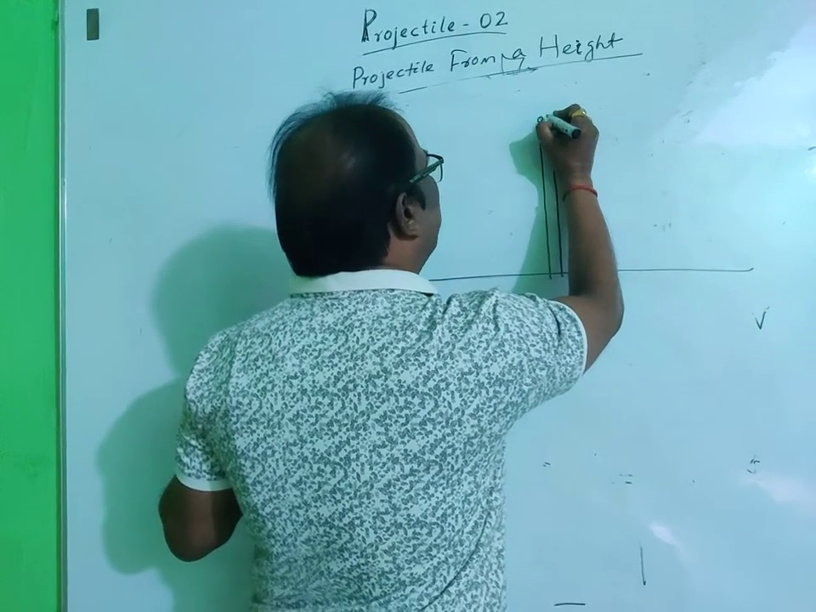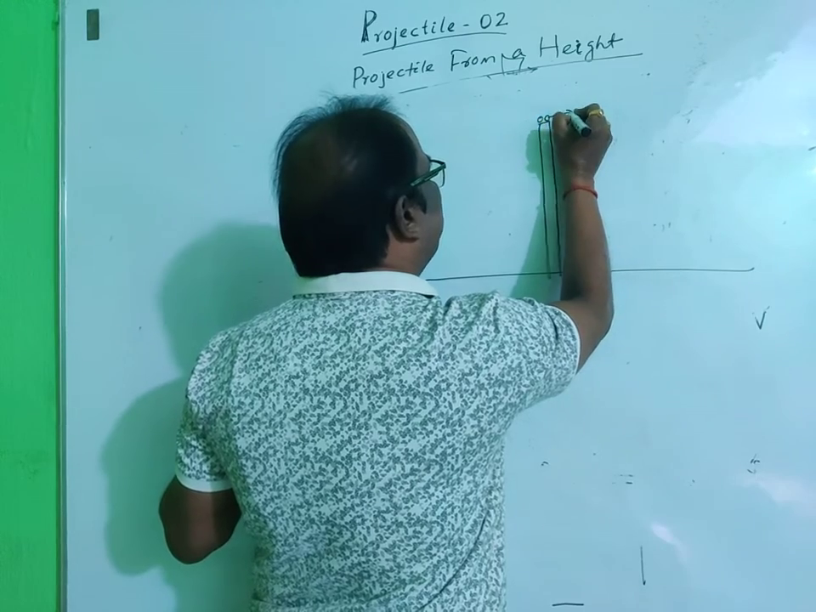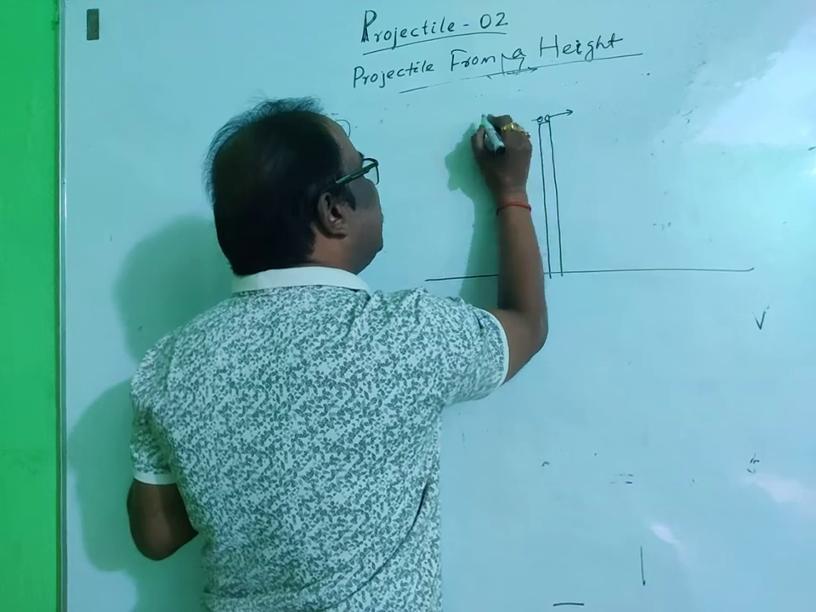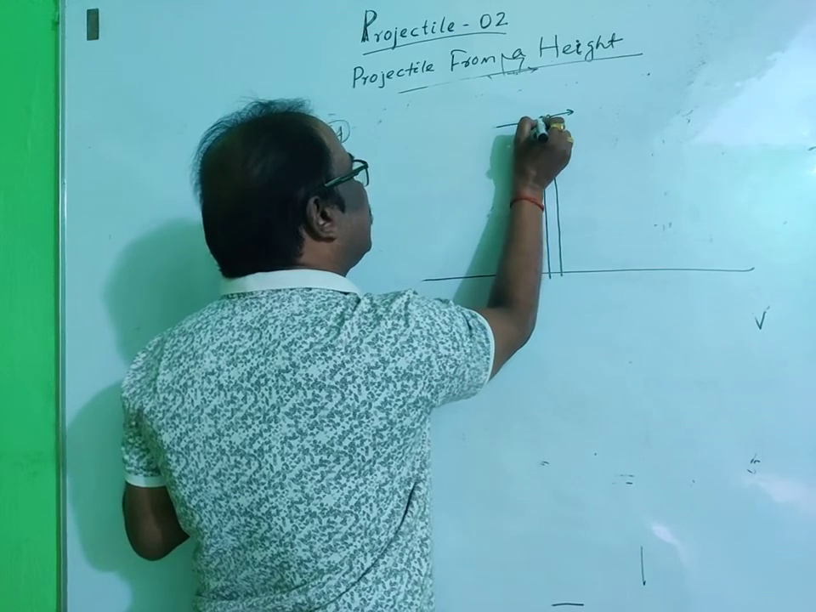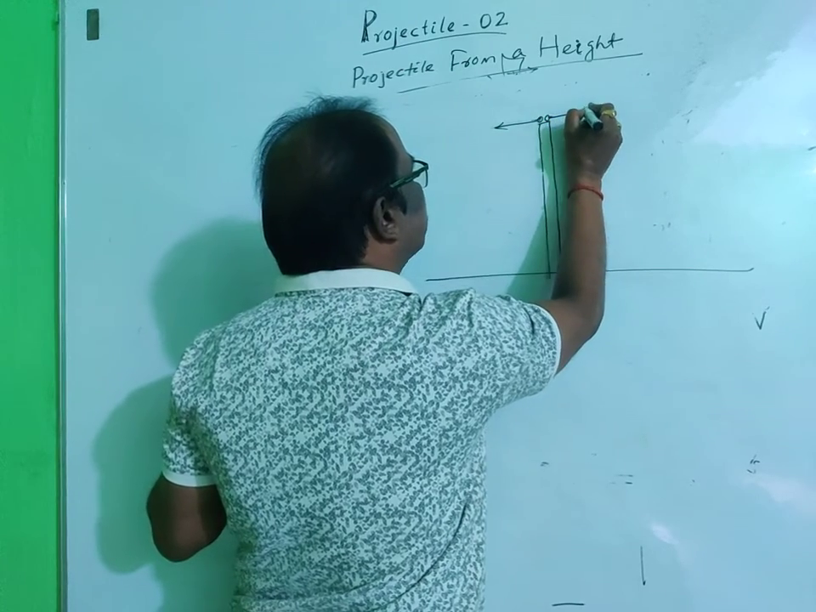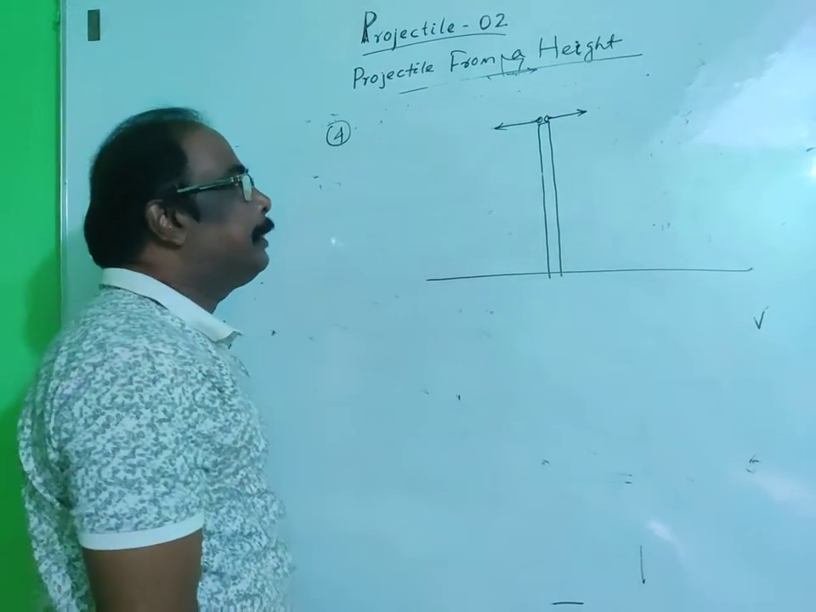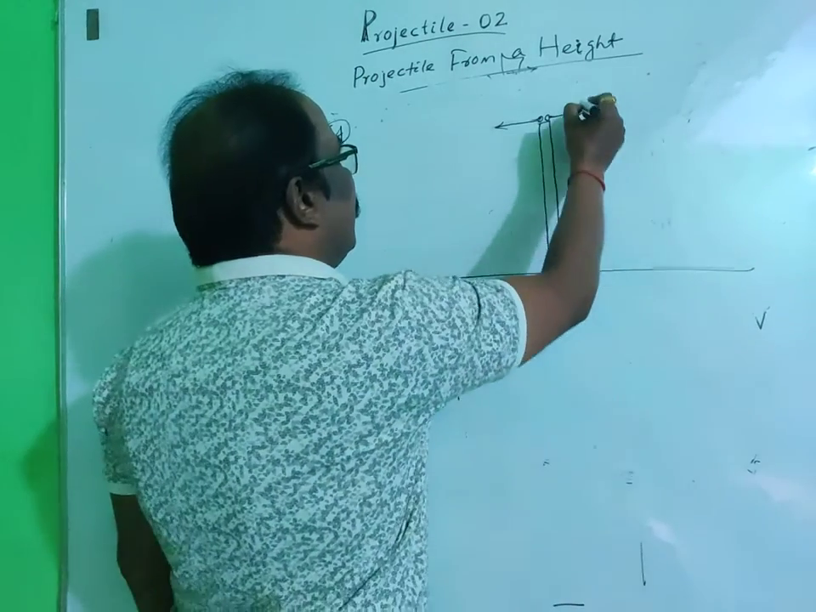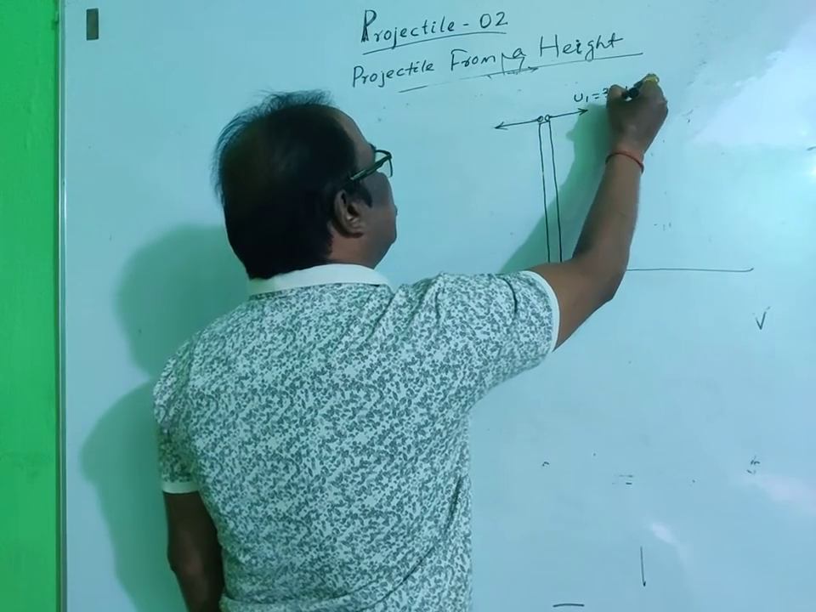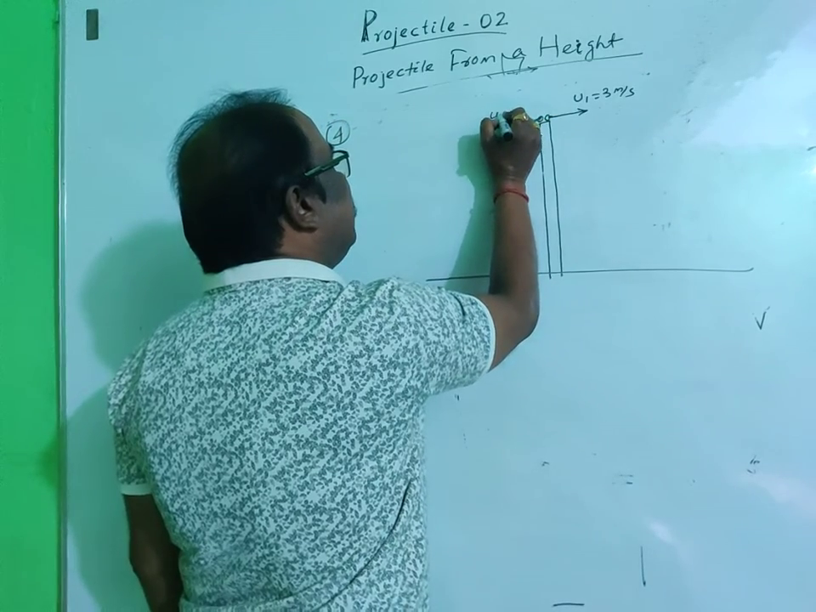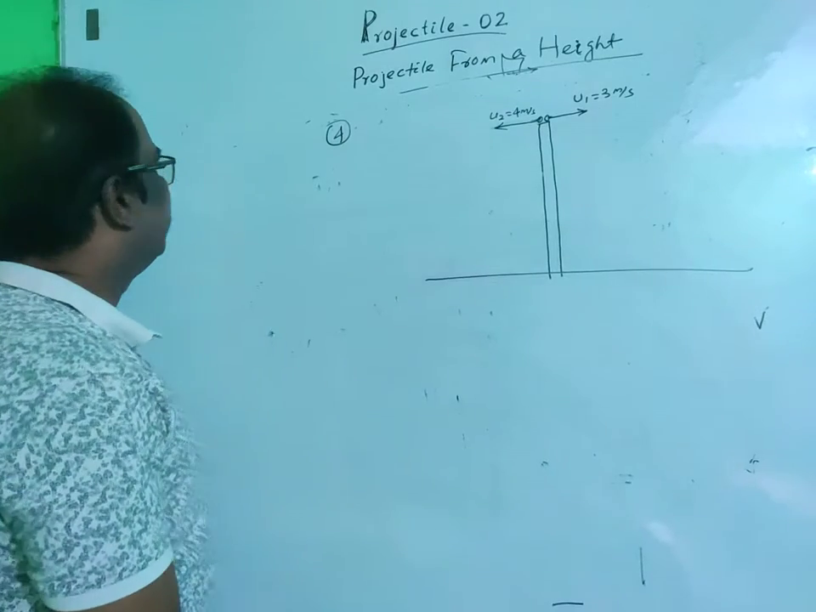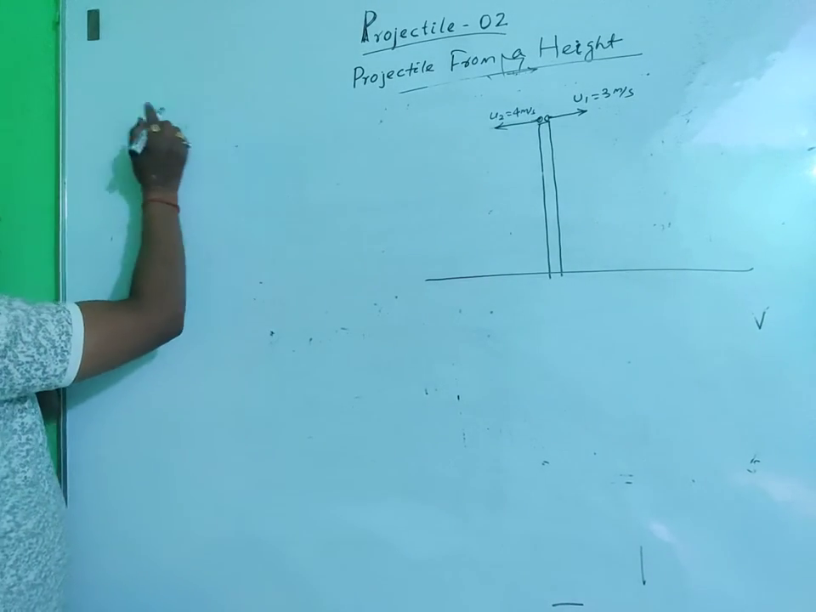Two bodies are projected from the top of a tower in horizontal direction but in opposite directions. This body is given a velocity u1, which is 3 meter per second, and this body is given a velocity u2, which is 4 meter per second. So I am writing the question. Question number 4.